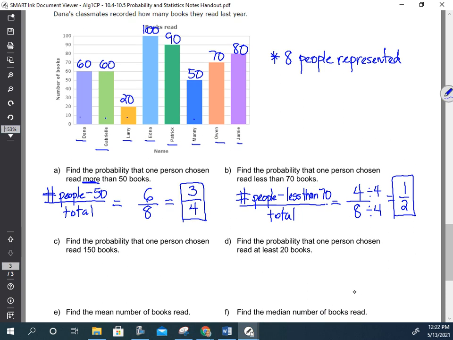All right, part C. Find the probability that one person chosen read 150 books. So that's the number of people who read 150 books. How many people read 150 books? 0. Nobody. So that's 0 out of 8, which is 0. If you get a probability of 0, that just means it's not going to happen.